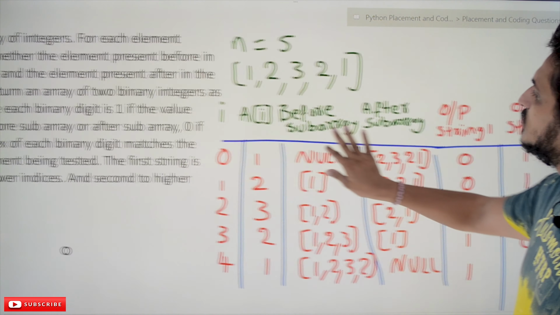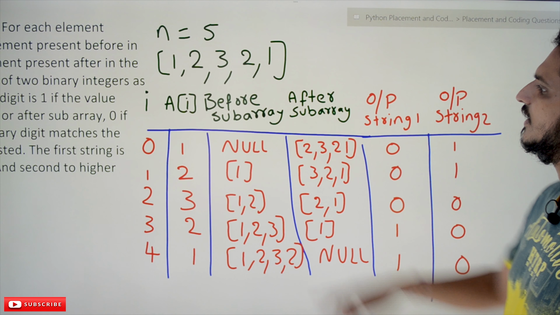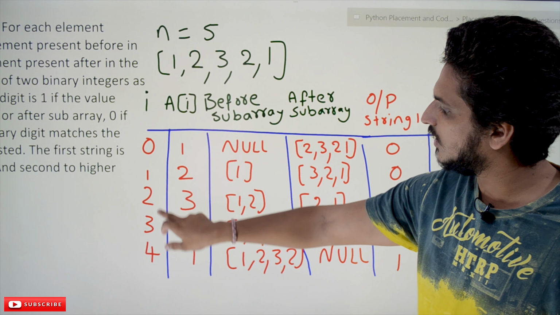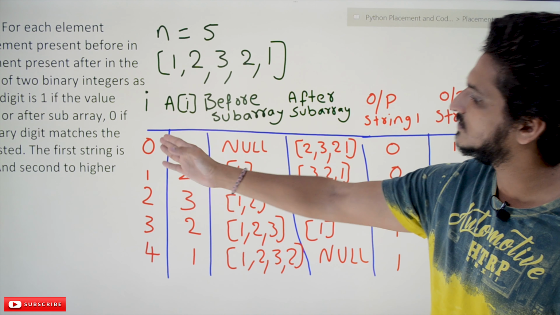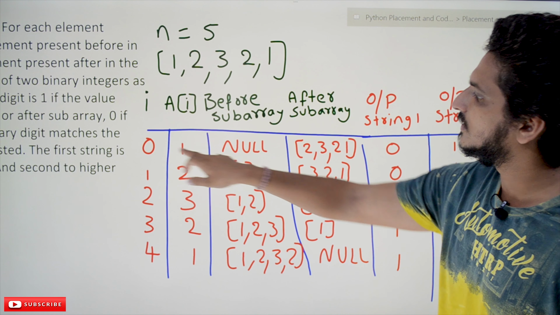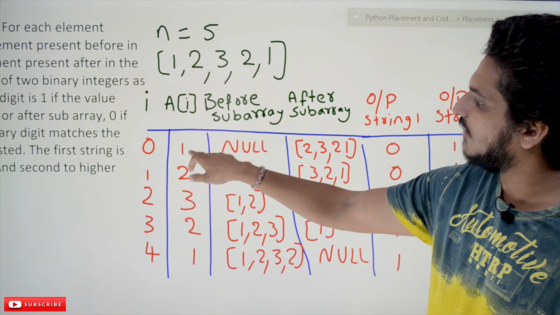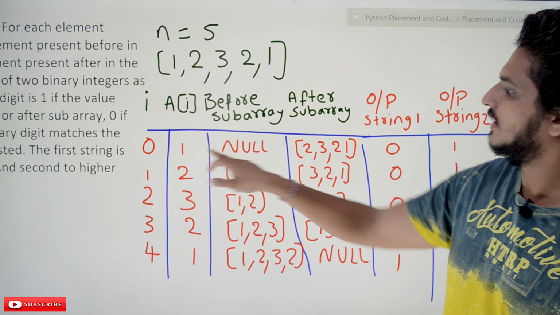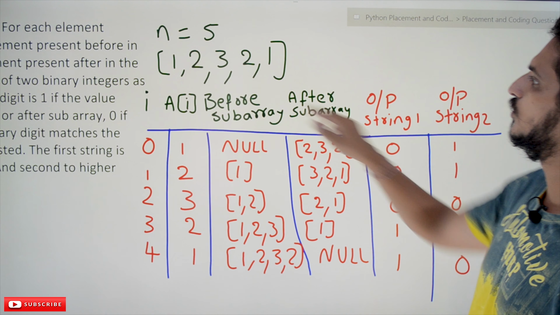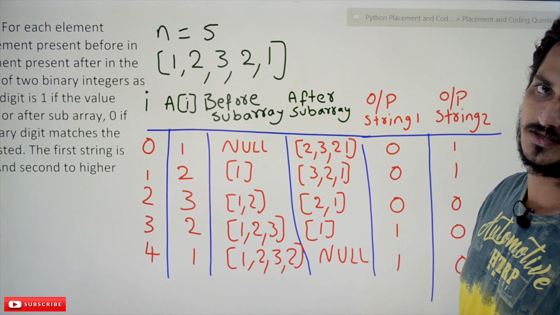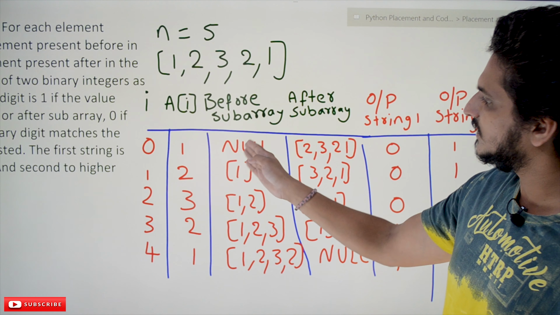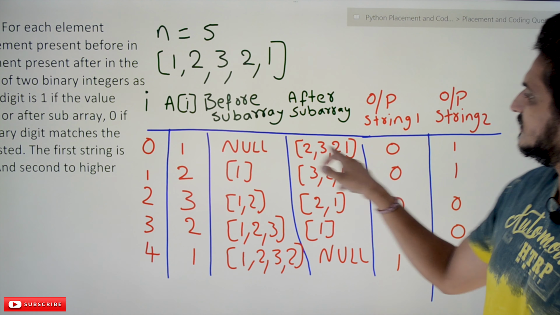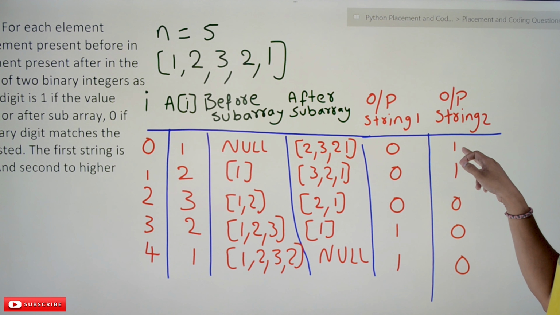Let's check the example so that we can have a better understanding. So 1, 2, 3, 2, 1, with index values 0, 1, 2, 3, 4. In the 0th index, we have 1. For this 1, the left sub list will be null. The right sub list will be 2, 3, 2, 1. Is 1 present in the left? No, that's why we take it as 0. Is 1 present in the right? Yes, we take it as 1.